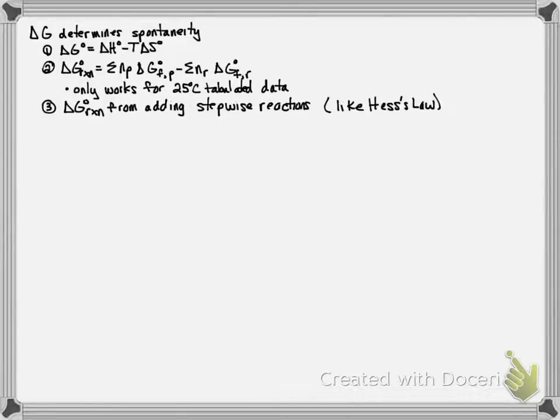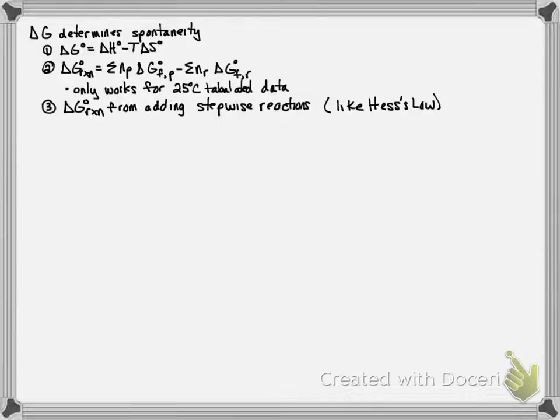The second option is we could do the Gibbs free energy of a reaction the same exact way we did Hess's law. Same thing, you're just going to look them up in the back of the book. That only works though for our tabulated data. You're only going to be able to get the delta G for the situations that are in the back of the book. So 25 Celsius, standard conditions, tabulated data.